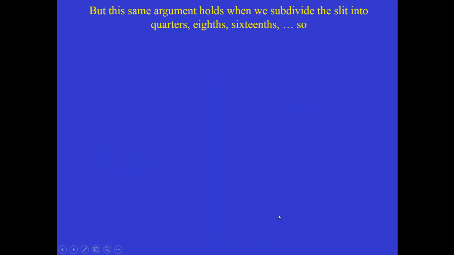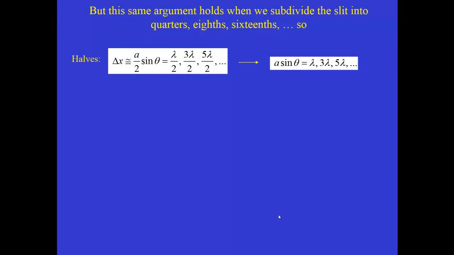Okay, but that's not the end of the story, because it might have occurred to you that you could also divide the slit up into quarters instead of halves, and then you could divide them up into eighths and sixteenths and so on. And the mathematics for each of those choices would give us slightly different expressions for the path length. So for halves, this is what we already did. We realized that if you divide the slit up into halves, that produces pairs of points that are separated by a distance a over 2. So the path difference is a over 2 sine theta.